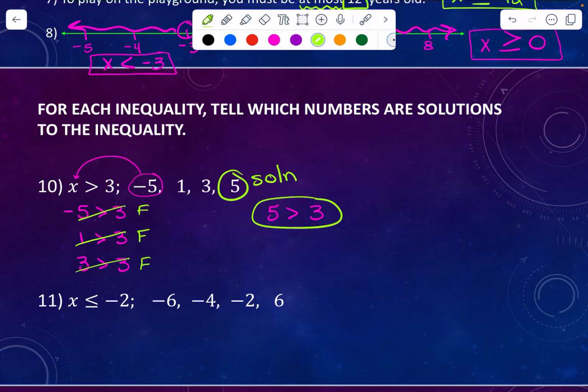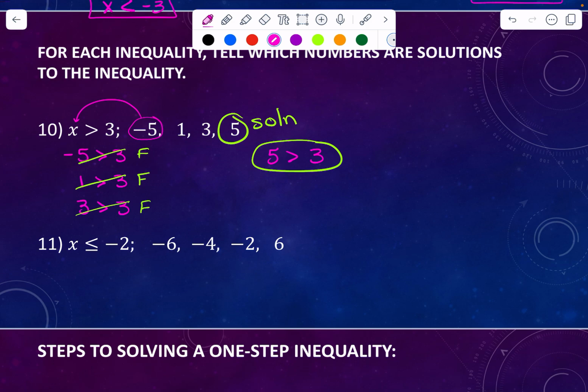All right, so now we're going to try another one here. The first thing I'm going to do is put them into the sentence. Okay, so I'm going to take the numbers, and I'm just going to put them where x is. So -6, -4, -2, and 6. And now I'm just going to ask, is it true or false? Is -6 less than or equal to -2? Yes, it is. That's true. So I'm going to start over here, and I'm going to say, okay, my solution is -6.